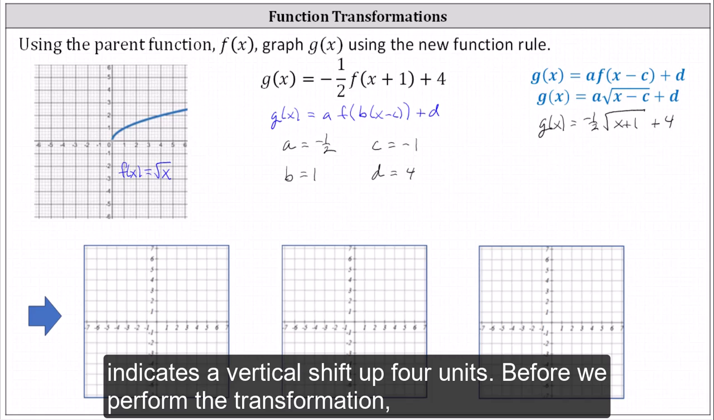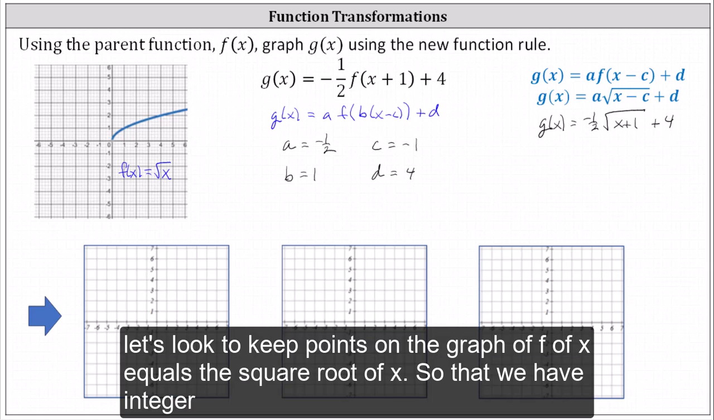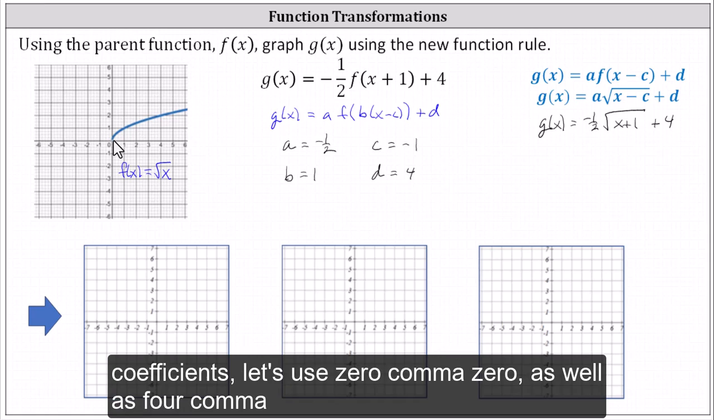Before we perform the transformation, let's select two key points on the graph of f of x equals the square root of x. So that we have integer coefficients, let's use 0, 0, as well as 4, 2.